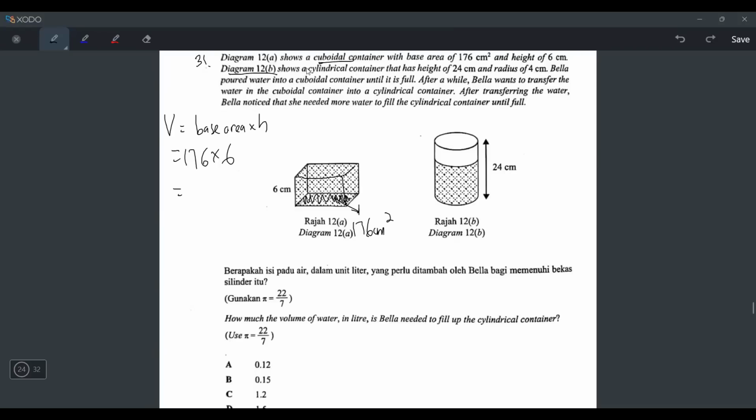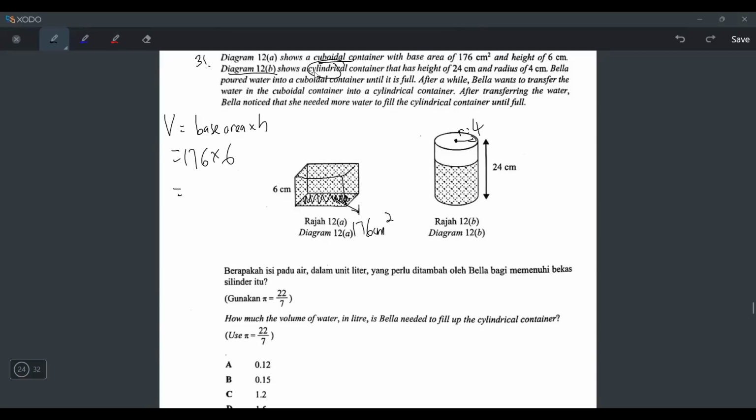Let's keep reading. Diagram 12B shows a cylinder. Okay, this is a cylinder that has a height of 24. Okay, and a radius of 4 cm. But be careful, because if you look at the shaded part, they didn't shade the whole thing. They only shade a portion.